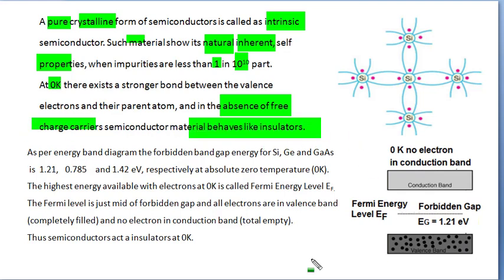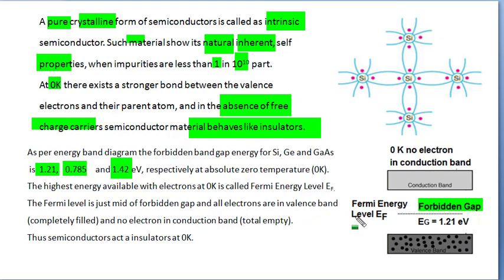In our last video, we have seen that semiconductor materials are best illustrated by energy band diagrams, and in between the lower valence band and upper conduction band there exists a forbidden gap. This forbidden gap for silicon is 1.21 eV at 0 Kelvin, and for germanium it is a bit smaller, 0.78 eV, whereas for gallium arsenide it is 1.42 eV at 0 Kelvin.